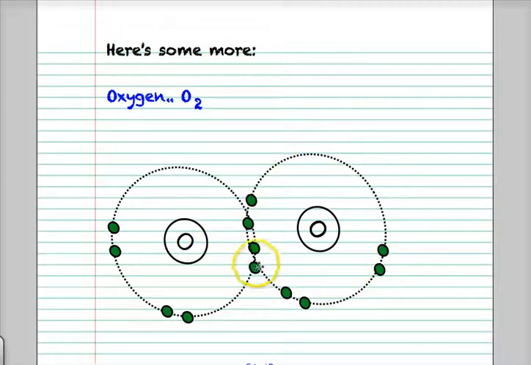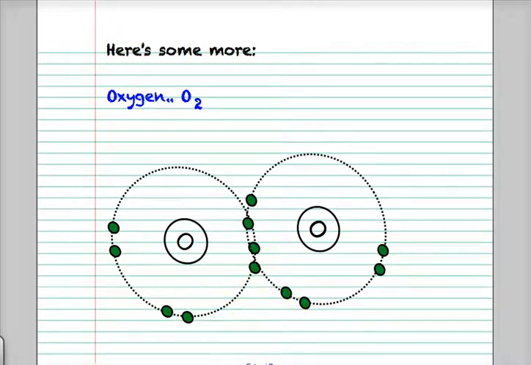Now in this case they're sharing 2 electrons with each other. This atom is sharing 2 electrons with this and vice versa. But we can count through 8 in this valence orbital and 8 in this valence orbital. Now because they're sharing 2 electrons each, we would call this a double bond.